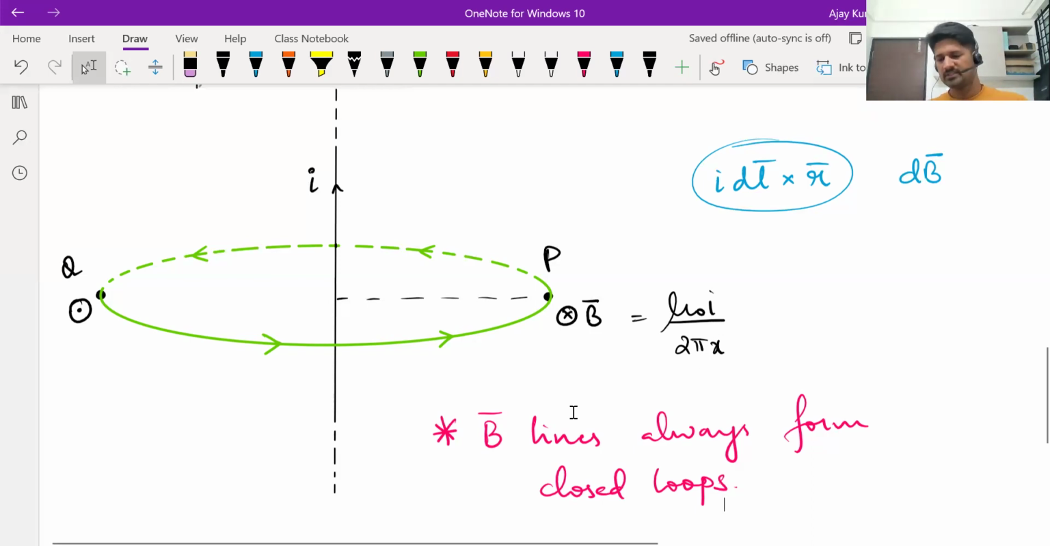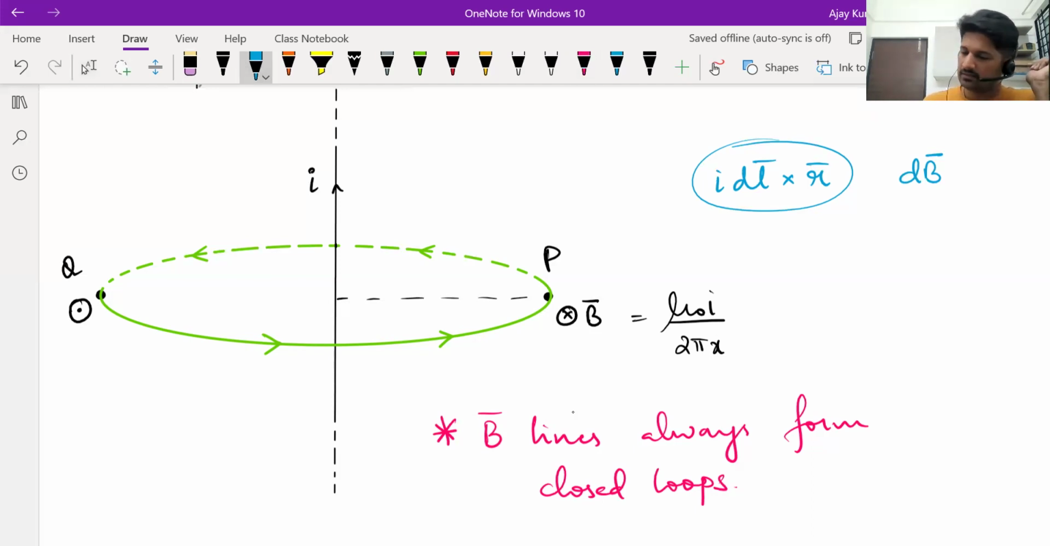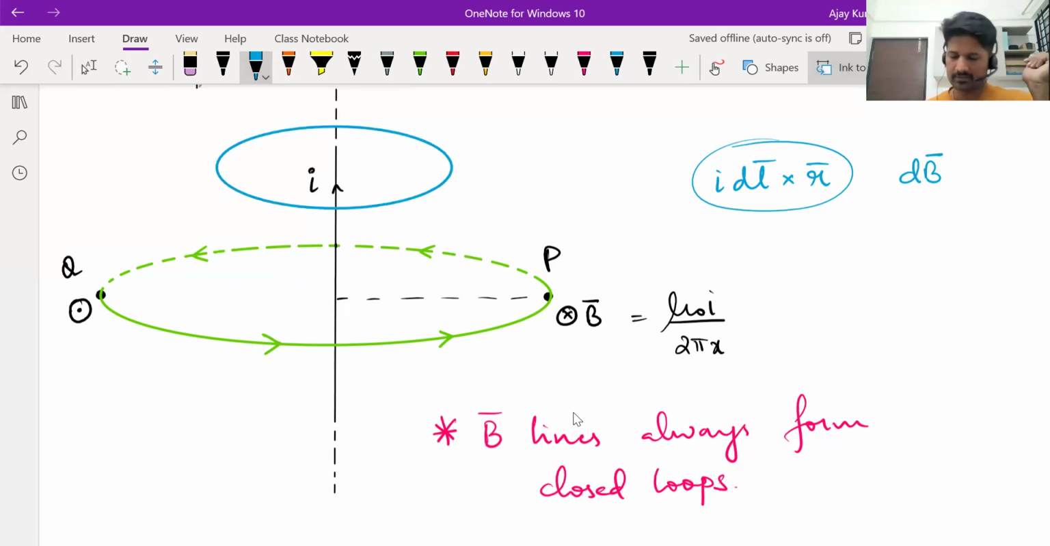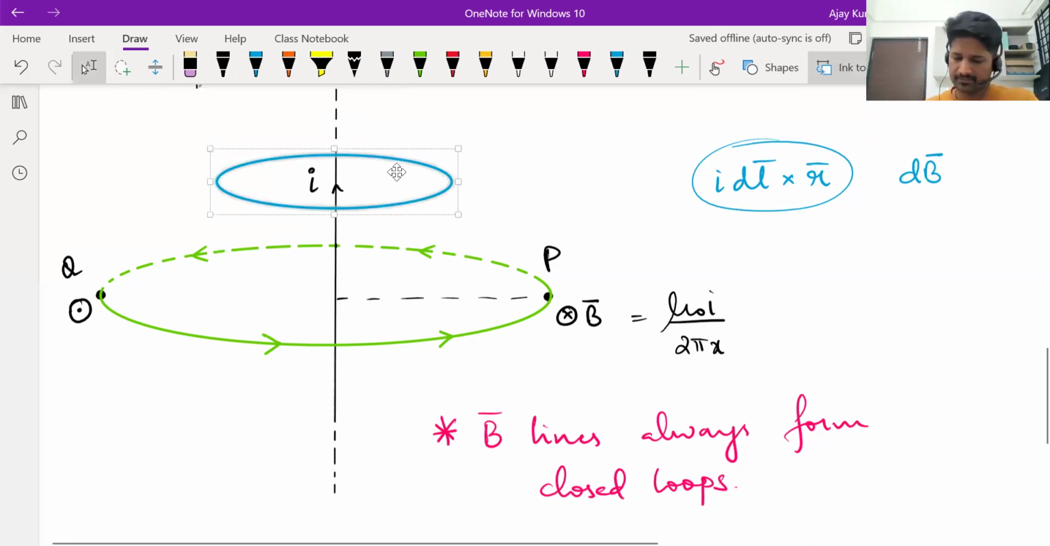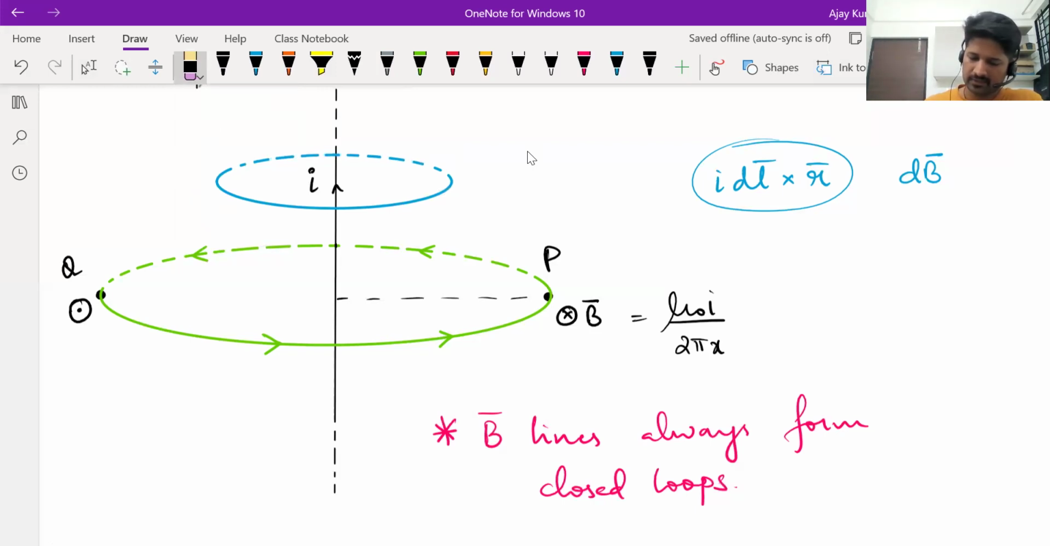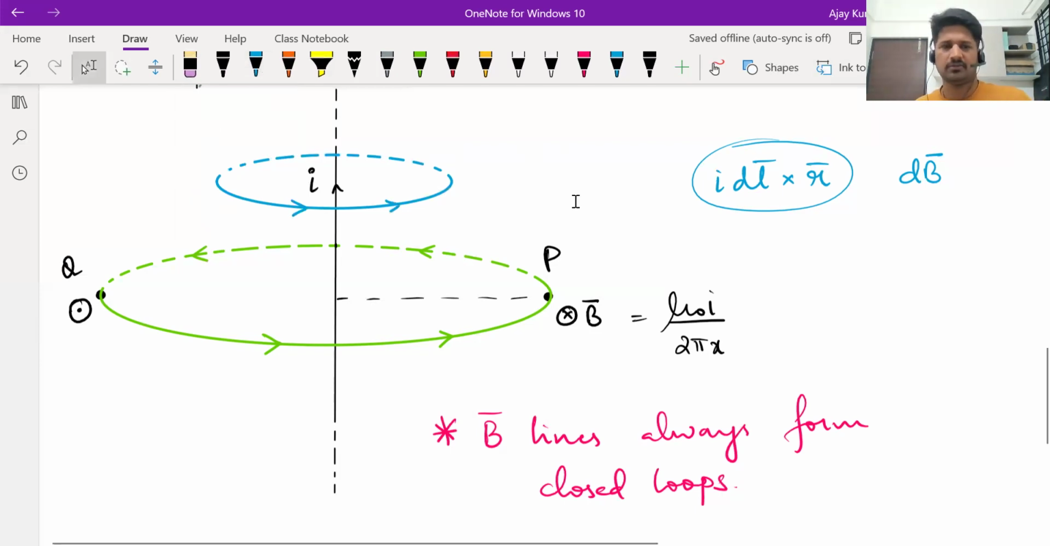So if it's a straight infinite wire like this, it creates circular magnetic field lines which are coaxial or concentric with this wire. The centers of all those circular magnetic field lines fall on this wire. So you can imagine another field line like this, again half of it out of the screen and half of it behind the screen. Direction will be like this. You can draw any number of field lines, not an issue.